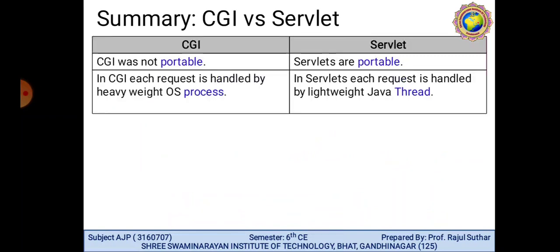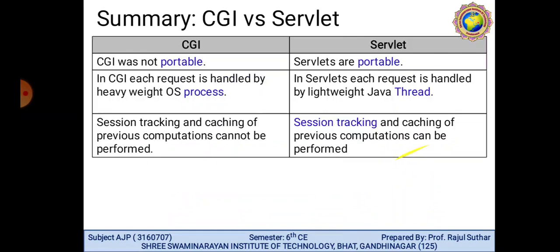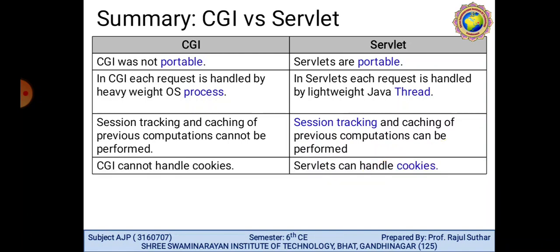We can say that CGI, the Common Gateway Interface, is not portable, while Servlets are portable. In CGI, each request is handled by a heavyweight OS process, while in Servlet, each request is handled by a lightweight Java thread. Session tracking and caching of previous computation cannot be performed in CGI, while we can track the session or cache the previous computation with Servlet.